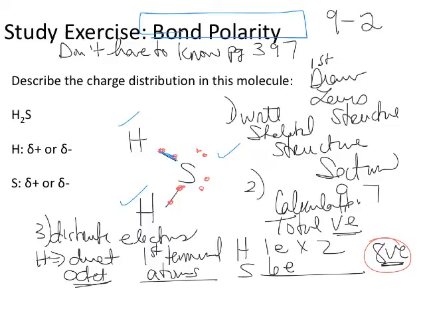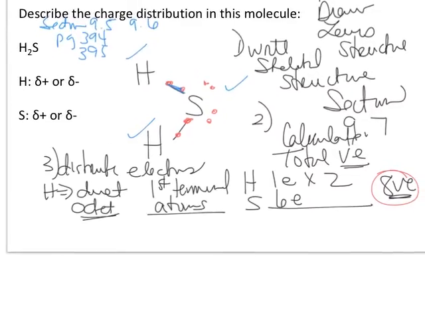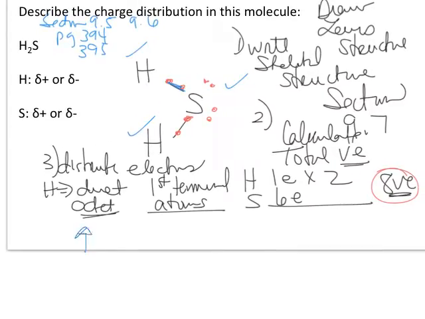Now, your electronegativity, this is section 9.5 and 9.6, pages 394 and 395. So you need to read those pages. The electronegativity basically increases up a group and across a row. So fluorine is the furthest.